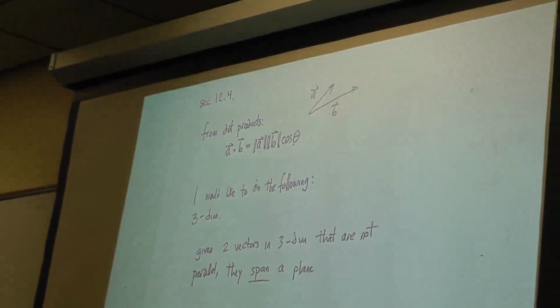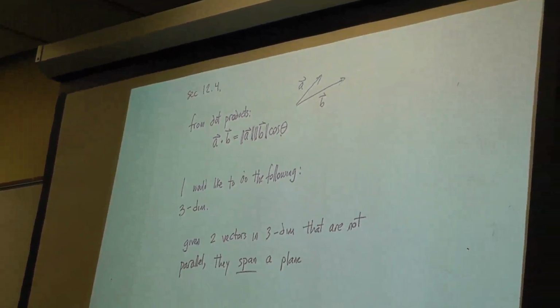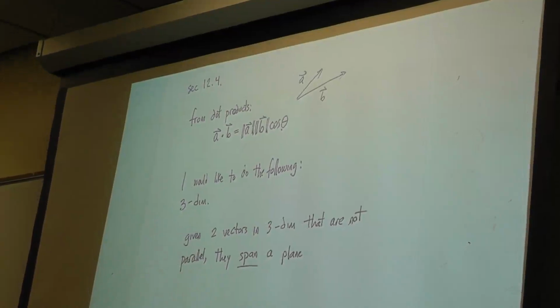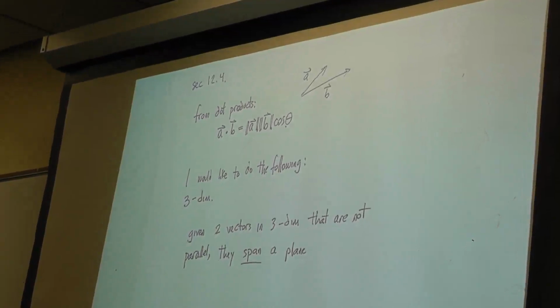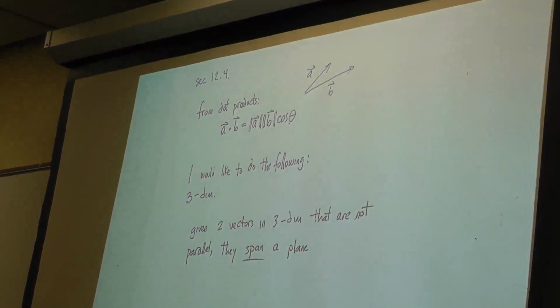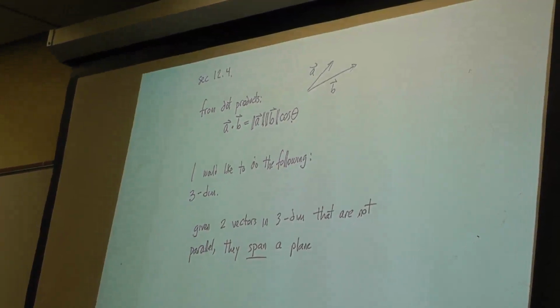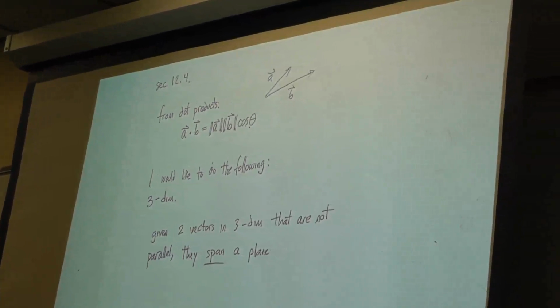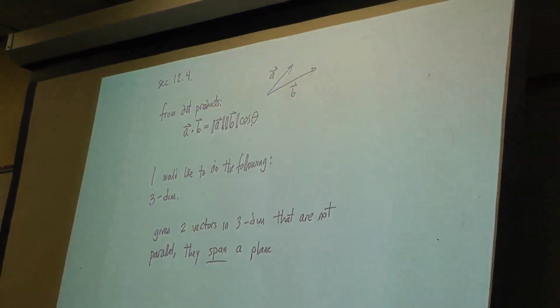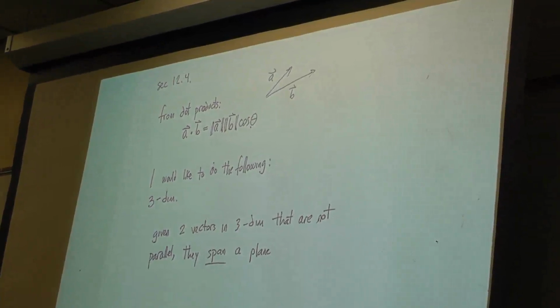Basically, what this means is, I don't want to say they're inside of a plane, because you could move vectors around as long as you don't change magnitude or direction. They're the same vector. But if you picture a vector like this and this, there's a plane that holds it. Okay?